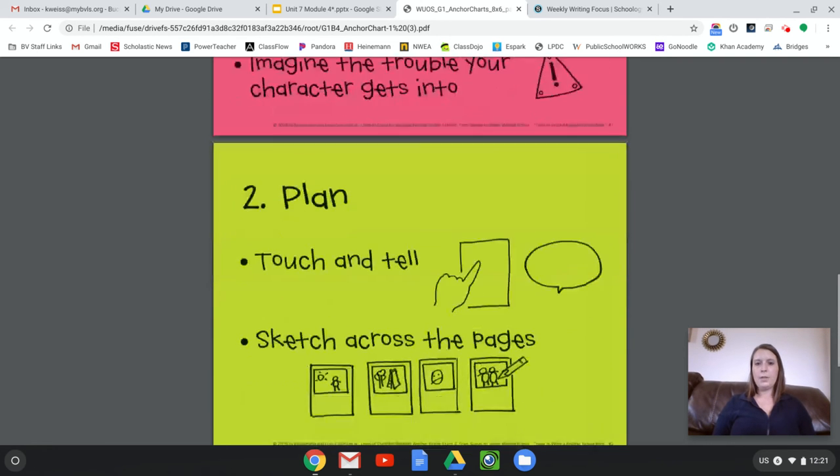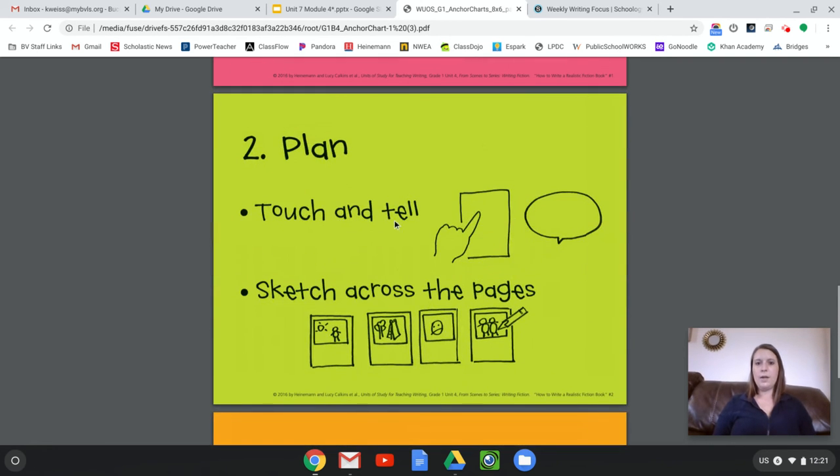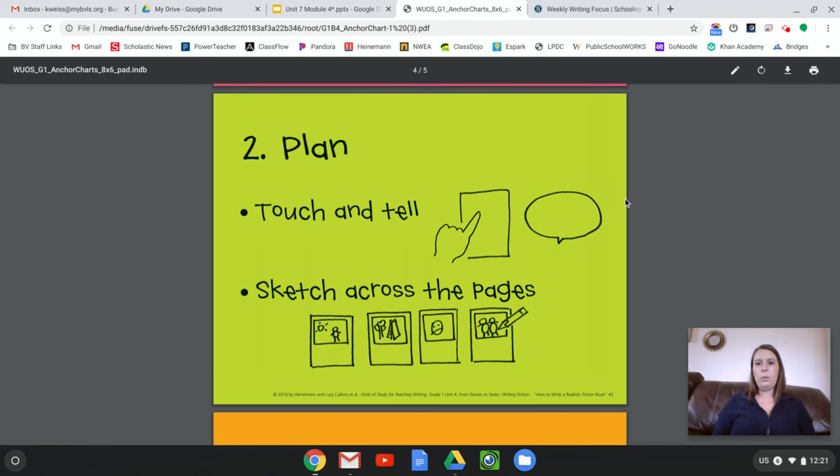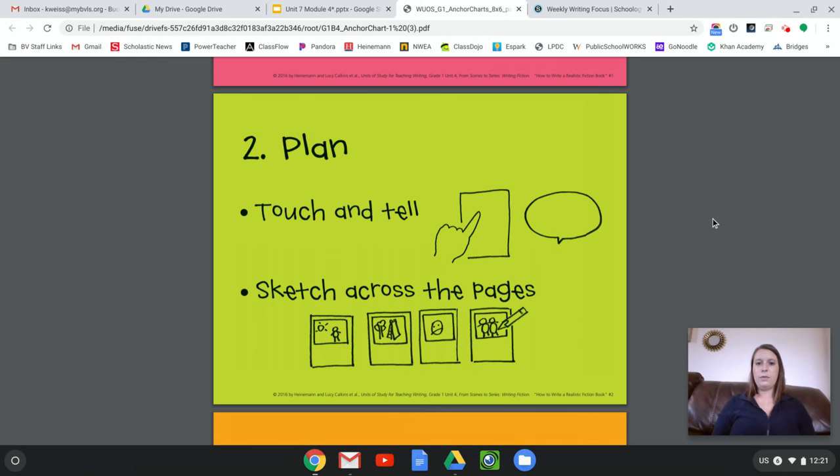But you can still make them up, but there's things that could happen. Okay, after you think about all of that stuff, you're going to touch and tell. We have done this with every kind of writing we've done so far. That means you have blank pages and you're going to just point and think about what words you would put on that page, kind of like you're telling the story out loud. That's another way just to get ready to write your book.